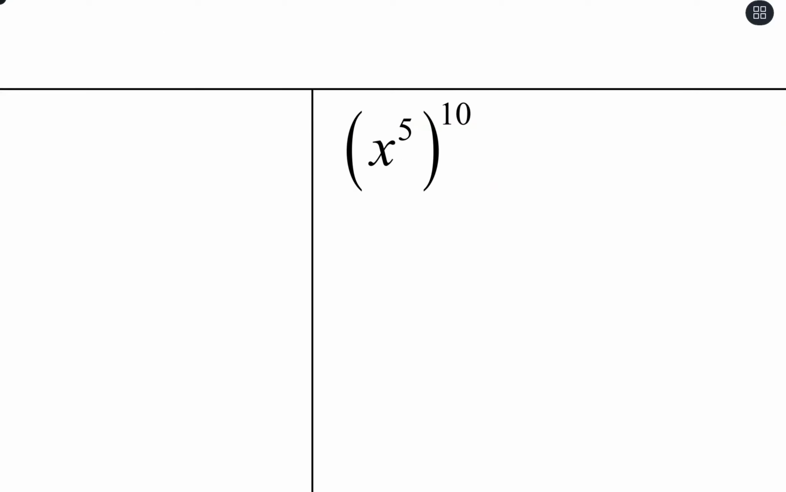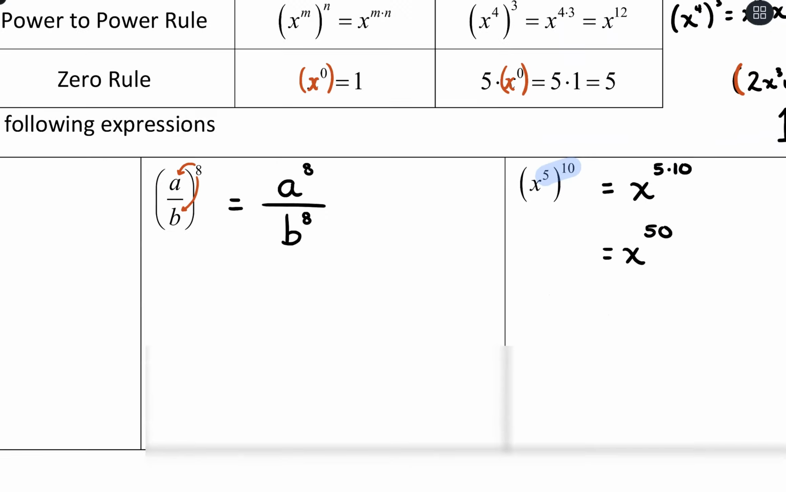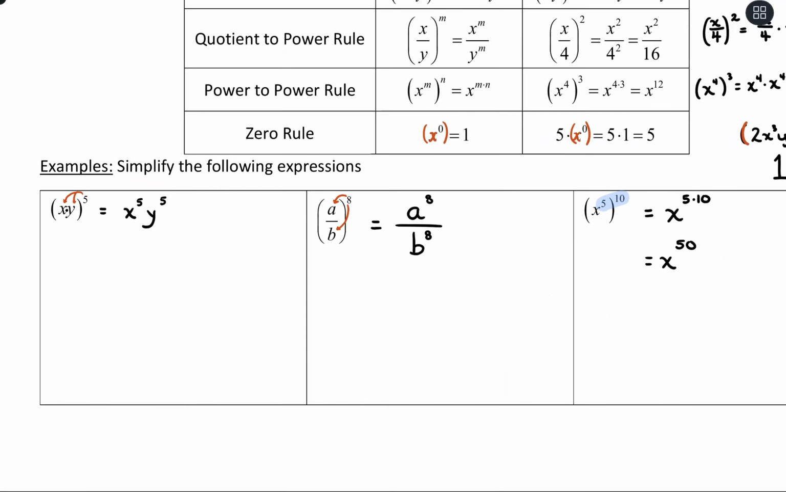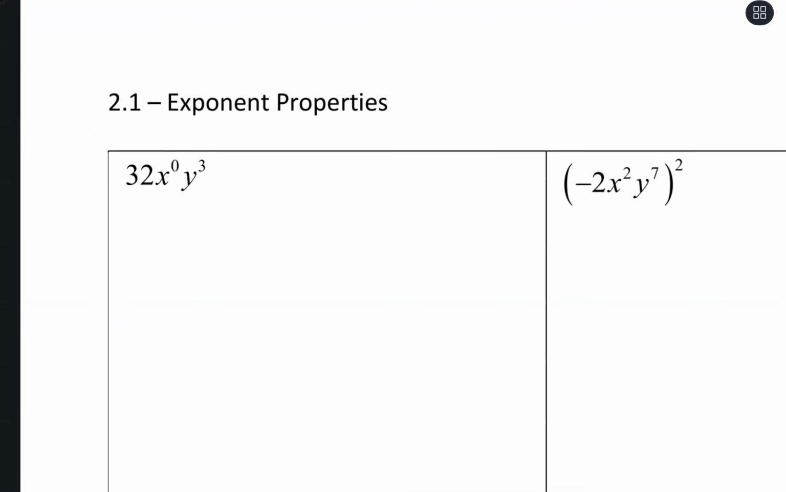Power to a power rule, I like to kind of highlight those together. So power to a power, we multiply. So this would be x to the 5 times 10, which would be x to the 50th power. All right, there's some examples with our rules. Let's look at some more here.